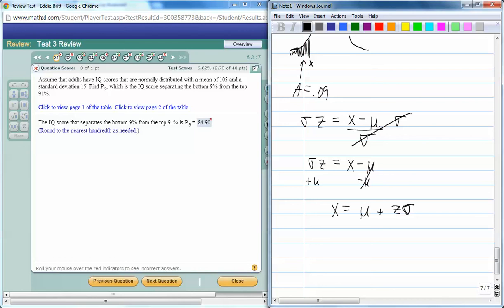Alright, so let's see what we're given in our problem. We were given a mean of 105. We were given a standard deviation of 15.